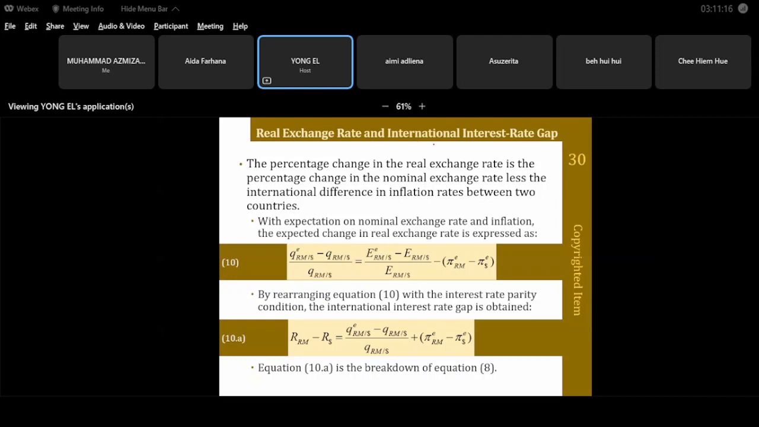Here we want to understand the interest rate gap. Again, the interest rate in Malaysian ringgit and the interest rate in US dollar. This is the interest rate gap. If they are equal, that means we have interest rate parity.